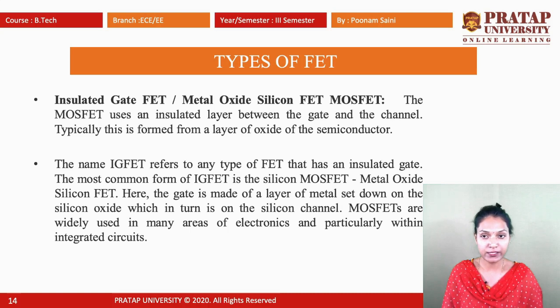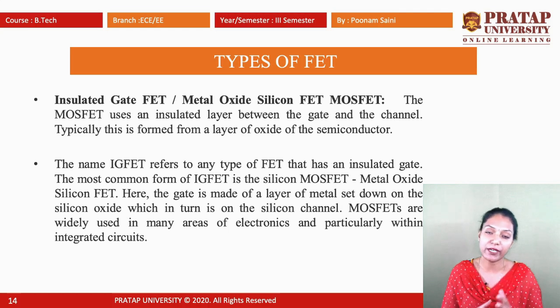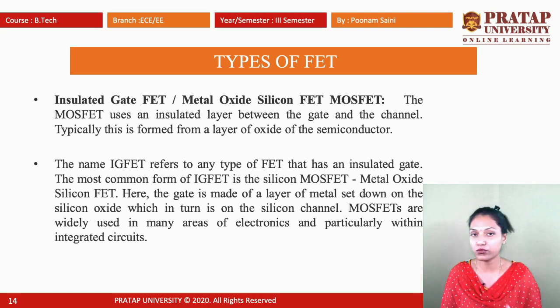And the second type we discuss is the metal oxide semiconductor FET, which we can also call the insulated gate FET. The MOSFET uses an insulated layer between the gate and the channel. That's why it is called insulated gate or metal oxide, because the insulated layer is a metal oxide semiconductor layer. So that's why we can say insulated gate, or we can say metal oxide semiconductor, both. This is formed from a layer of oxide of the semiconductor. That's why it is known as metal oxide.